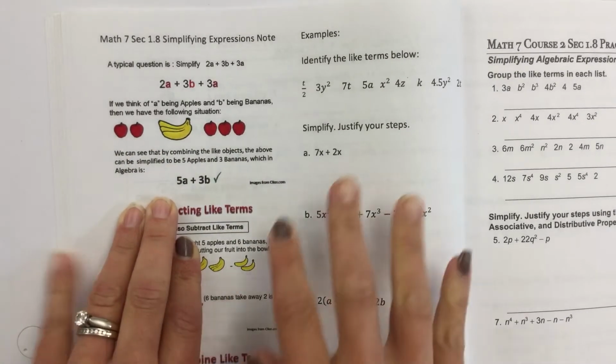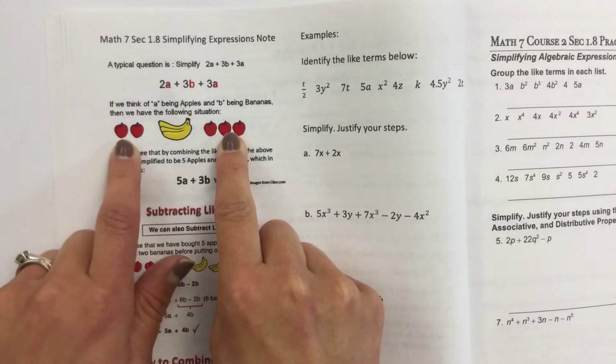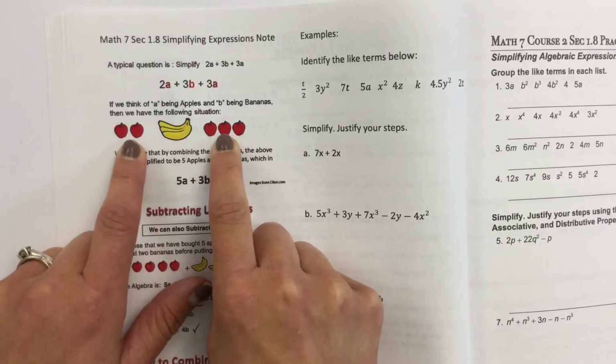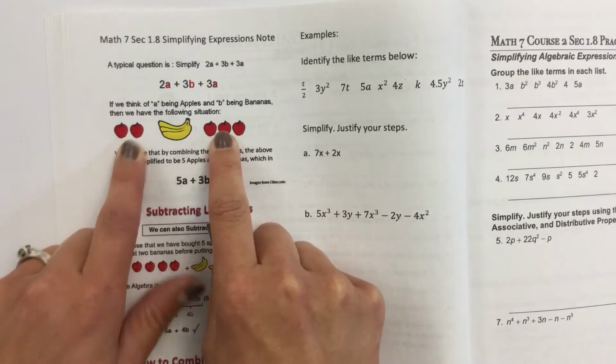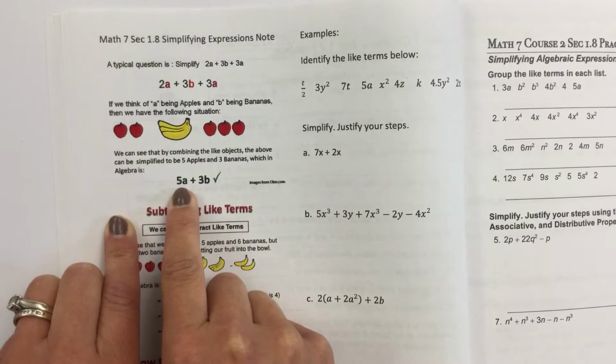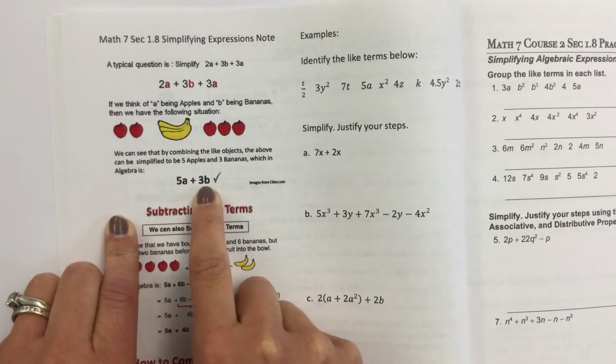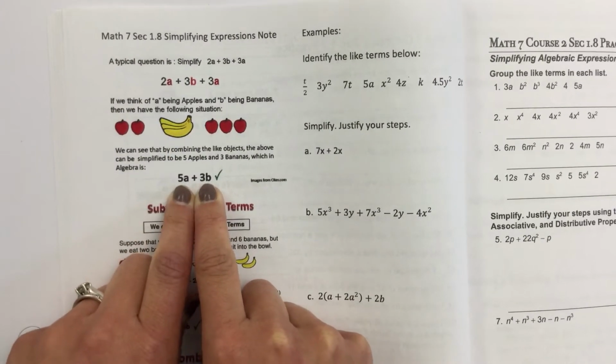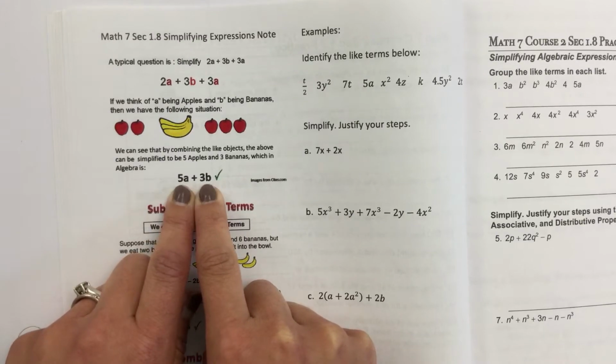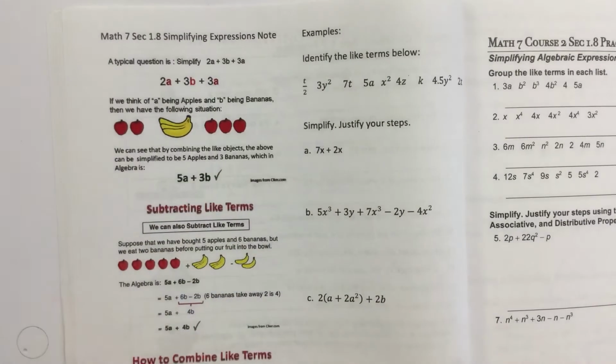It just doesn't work. So if they are like terms, you can combine them. So 2 apples and 3 apples give us 5 apples. And then we still have the 3 bananas. So we would write the expression 5a plus 3b, okay?